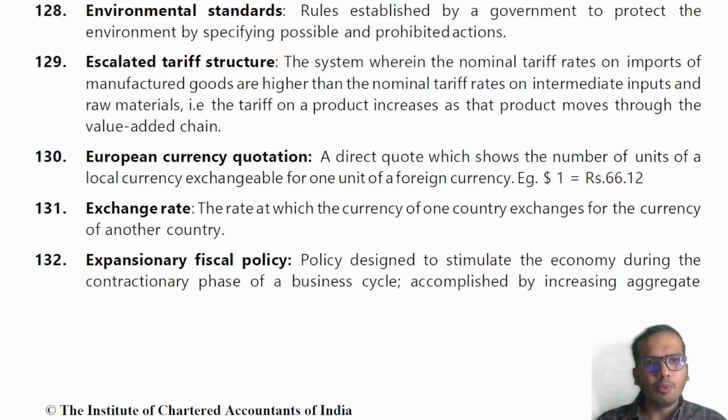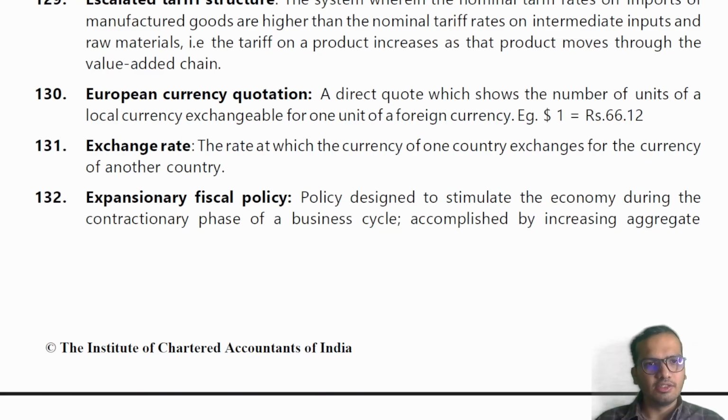Then comes European currency quotation. So a direct quote which shows the number of units of a local currency exchangeable for 1 unit of a foreign currency. Example, 1 USD equals rupees 66.12. So it's a very old rate. Currently it's around 84 to 85.